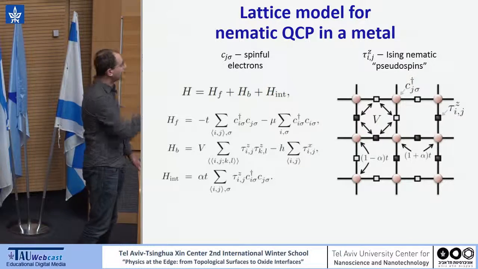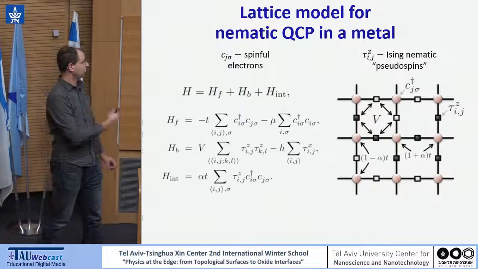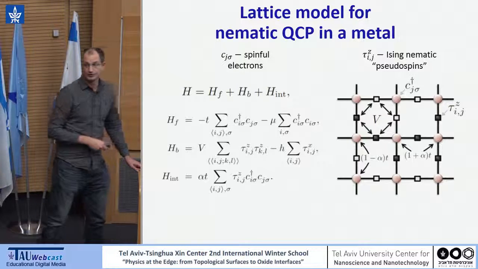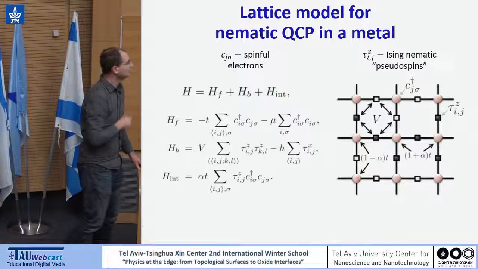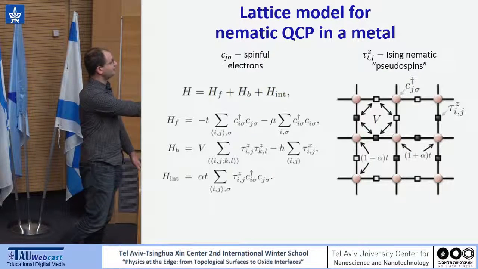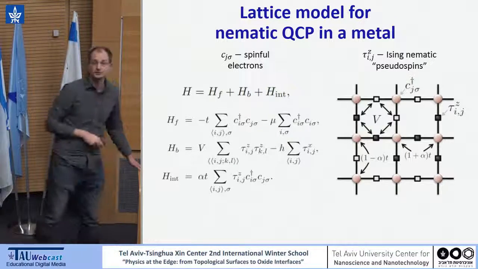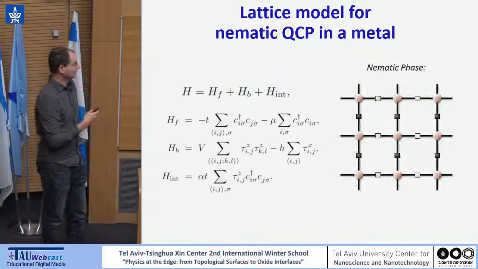This parameter alpha determines the strength of the coupling between the quantum critical modes of the pseudo spins and the electrons. The bond density of the electrons couples to the local pseudo spin of that bond with a coefficient alpha times t, where t just sets the units. That's the hopping parameter of the electrons. So that's my model.